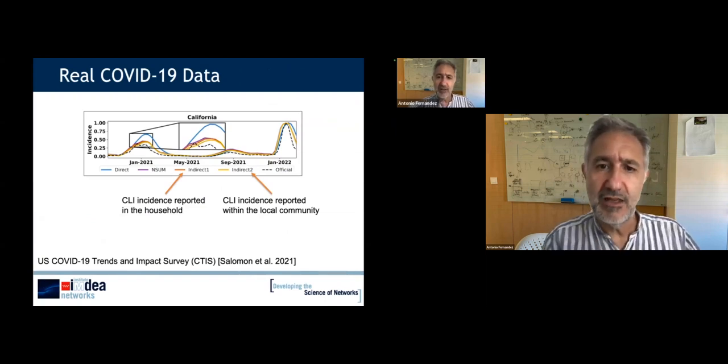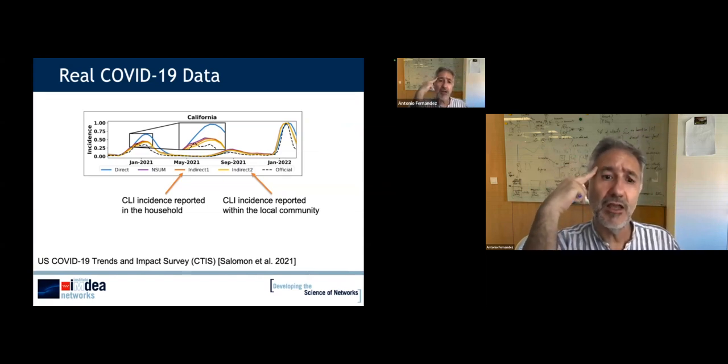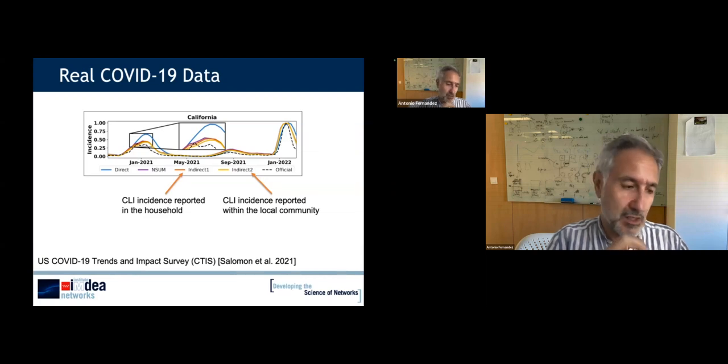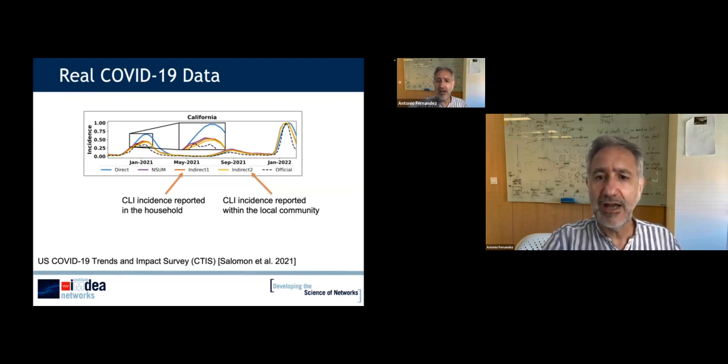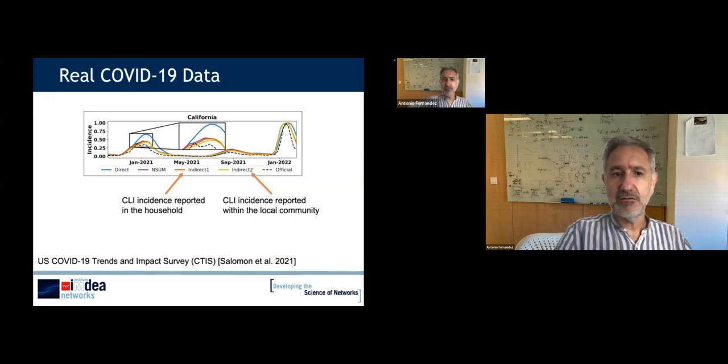We also looked at these results with the data obtained by a survey that's been run by Carnegie Mellon using Facebook as the platform of collection. Here they were asking people to report how many in their household has COVID-like symptoms, and how many in their local community had COVID-like symptoms. These are the two orange and yellow curves that, as you see, are much closer to the official data than the blue line, which is the direct estimate.